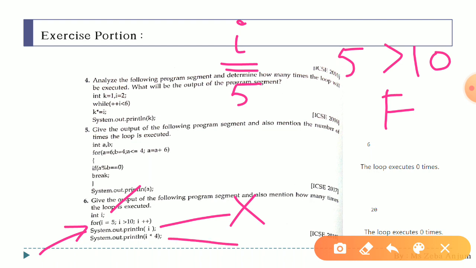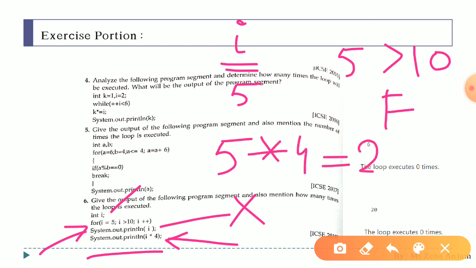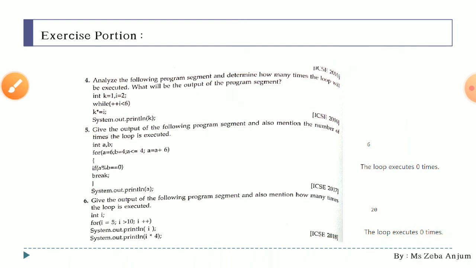Directly the compiler will come to the last statement. And you will be getting what? System.out.println(i multiplied by 4). The value of i was 5, and multiplication with 4 will give you 20. So basically 20 is the output, and 0 is the number of times your loop has got executed. So this is the answer for your sixth part.